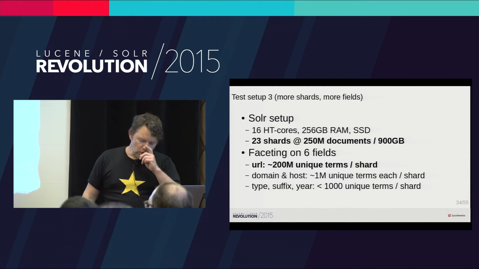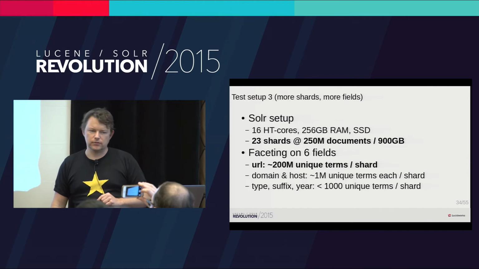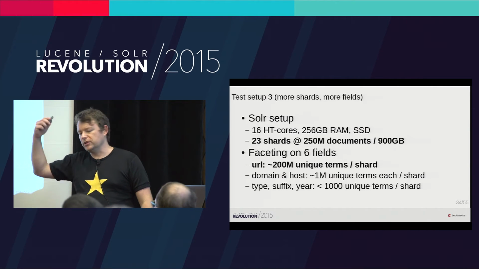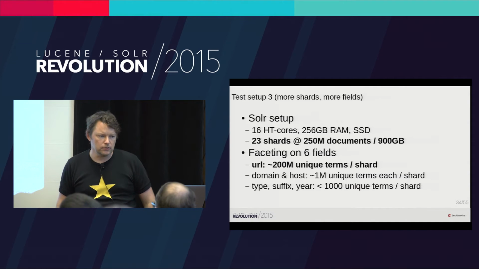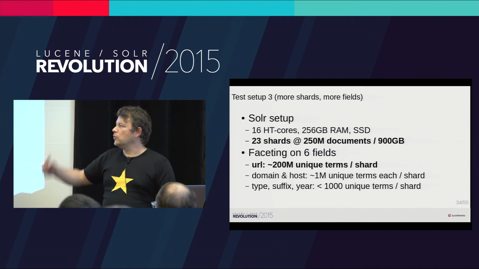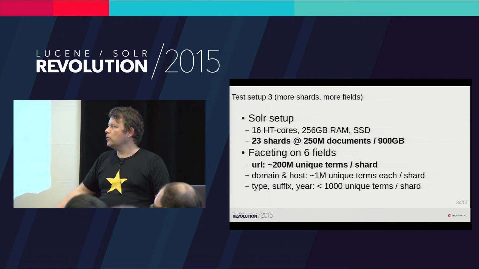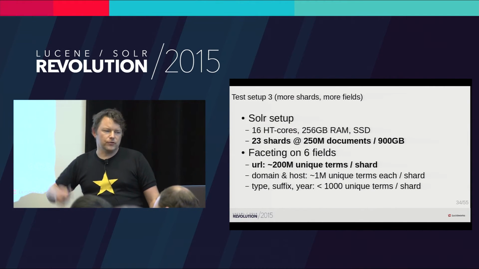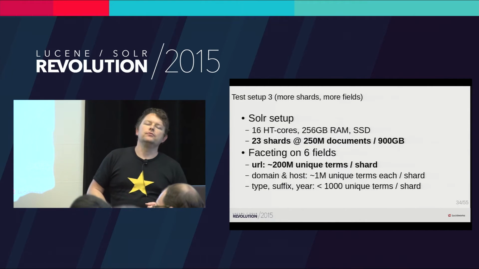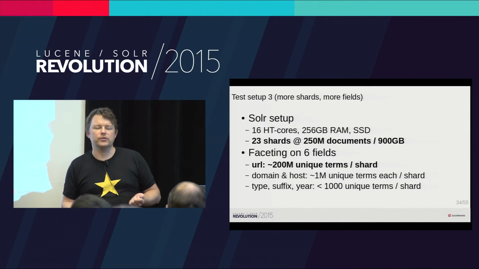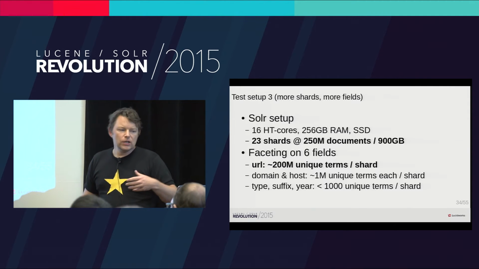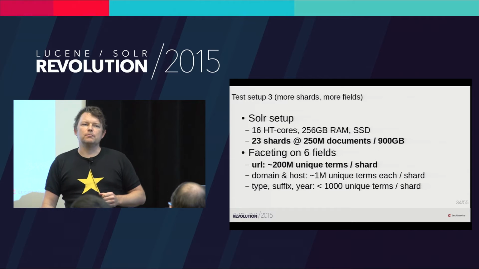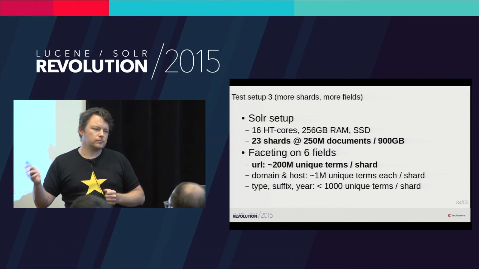Now, we have more shards and we have larger fields. So let's turn it up to 23 shards, because that happened to be the number I had on the machine when I did the testing. Let's add some more fields, this old URL field from before, 200 million unique terms, and some domain host fields, smaller fields, just to have a more realistic test for this faceting. So now we have more or less turned it up to the realistic max for our setup.